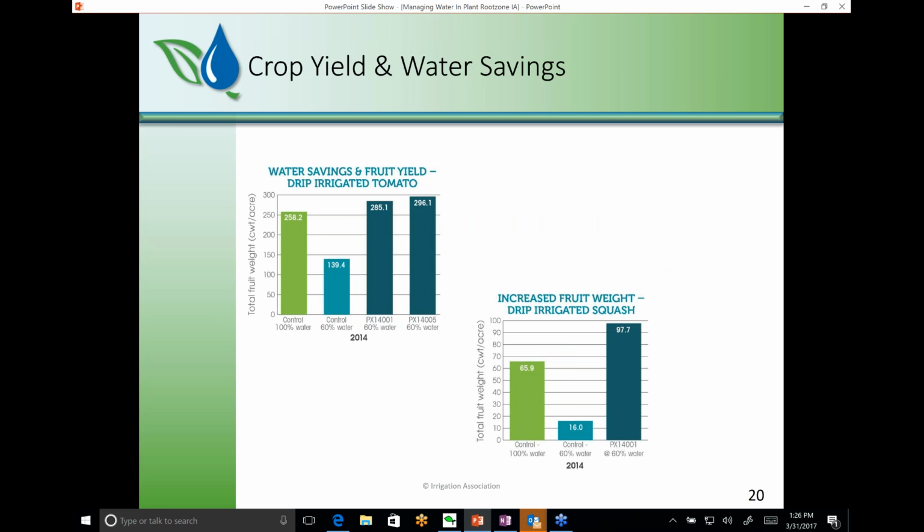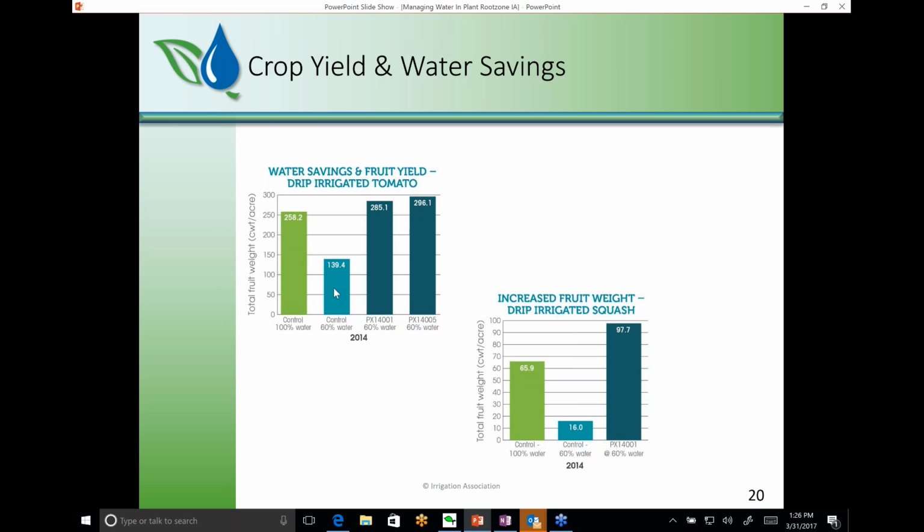These next set of trials were conducted in Georgia, again on sandy soils. Both of these were through drip irrigation. And the first one is drip irrigated fresh tomatoes. Now this trial was conducted a little bit differently. What you'll see here is the control, which is always in the green bar, is the typical irrigation regime chosen by the grower. In this case, in 2014, the grower was irrigating between 1.5 and 3 hours daily.